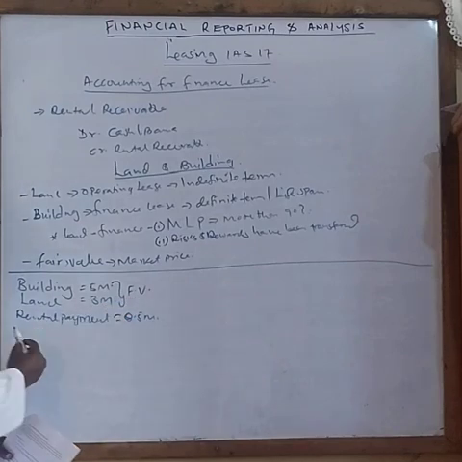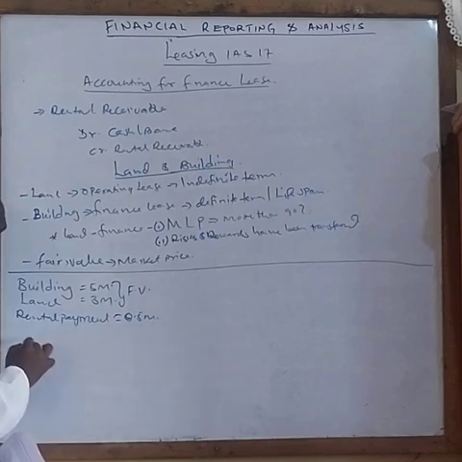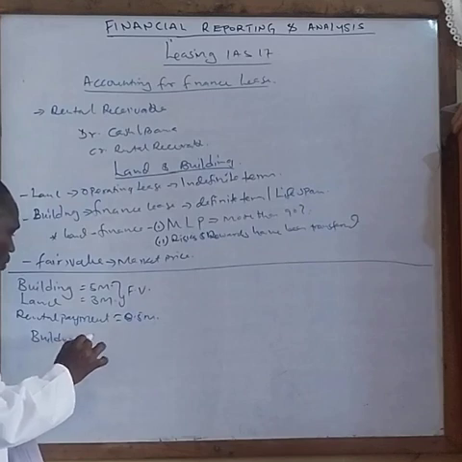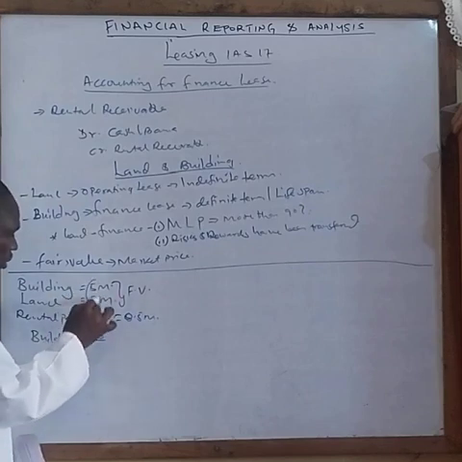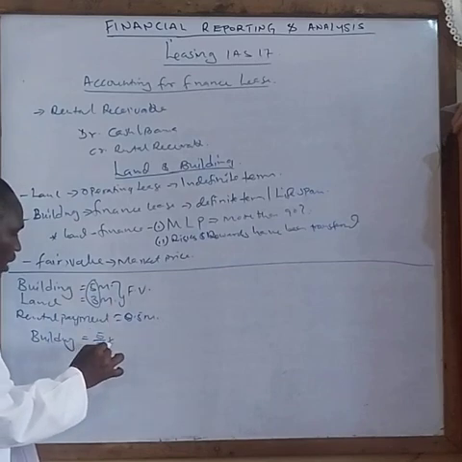So for me to apportion this, I will just do this very simply. Building is equal to, I will take the value of the building, 5, over the total. The total is now 8, times 0.5.